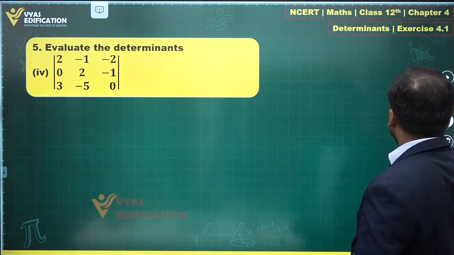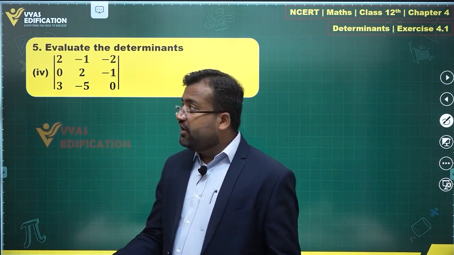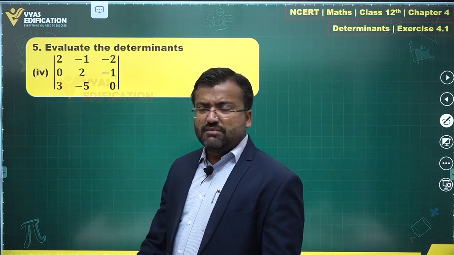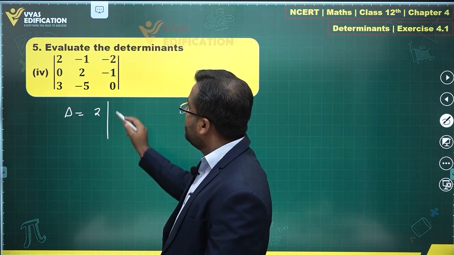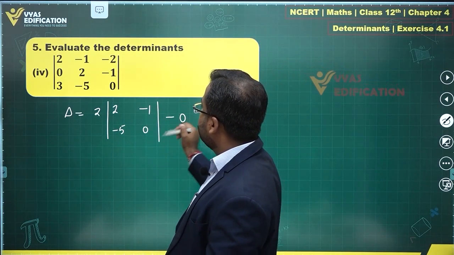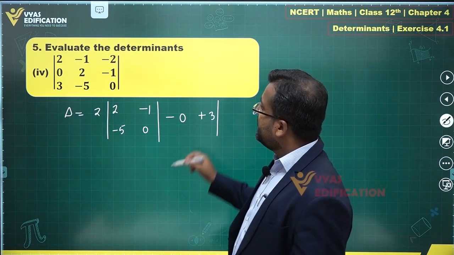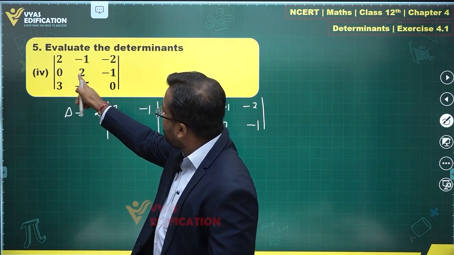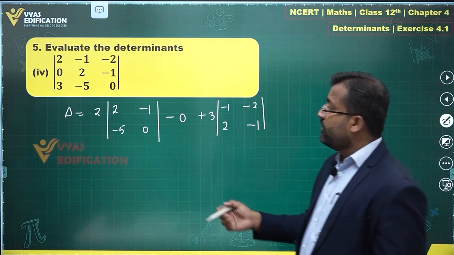Evaluate this value. Okay, now how do we go about finding this value? What we can do is expand along any row or any column, and as you can see, there's a 0 over here, there's a 0 over here. We can expand along the first column. First column would imply 2 times this 2 by 2 determinant: minus 1, minus 5, 0, minus 0 times something, and then you have a plus 3 times some other determinant: minus 1, minus 2, 2 and minus 1, right? For this 3, this will be minus 1, 2 and this over here. That will be the 2 by 2 determinant that we require.